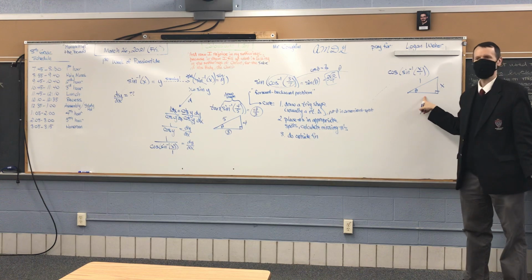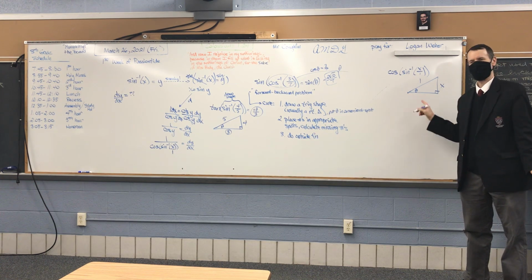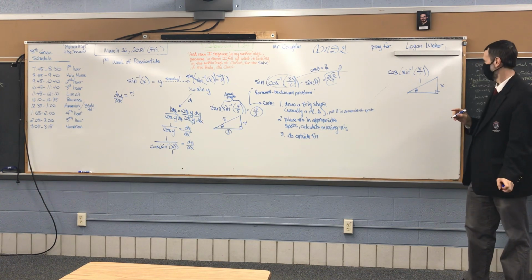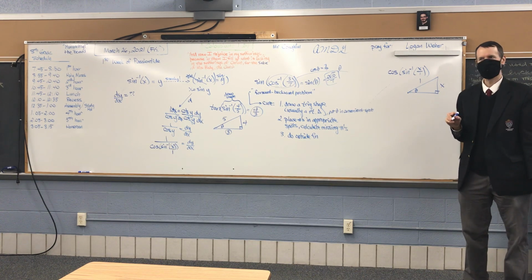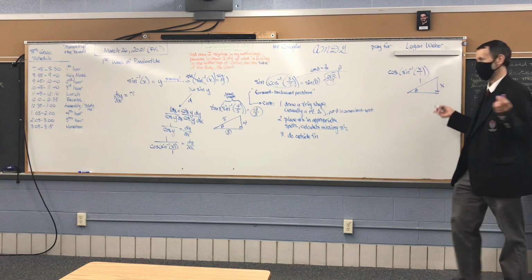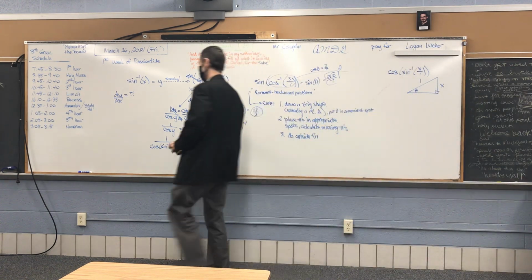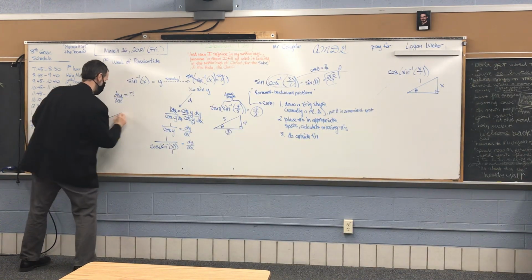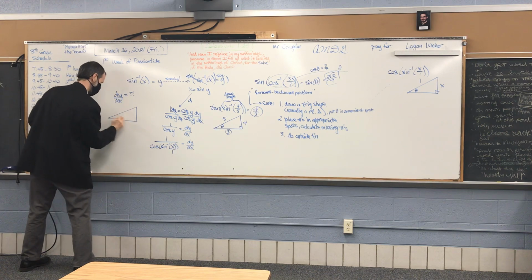Find this missing side for me. Pythagorean theorem, people. Radical x? No. Anybody know there's a shortcut to this, by the way? I can show it to you. There's a shortcut for finding a missing side of a right triangle. What's 1 minus x? Radical 1 minus x.